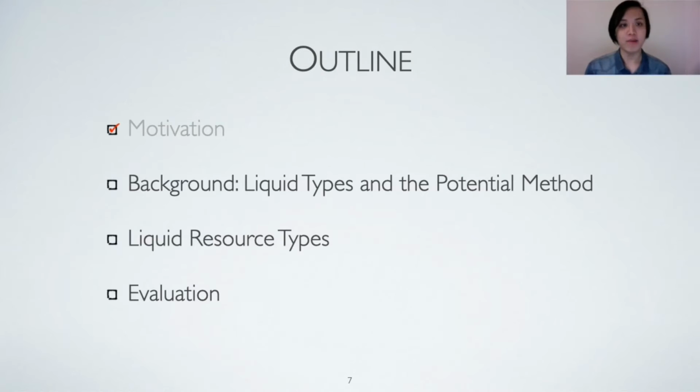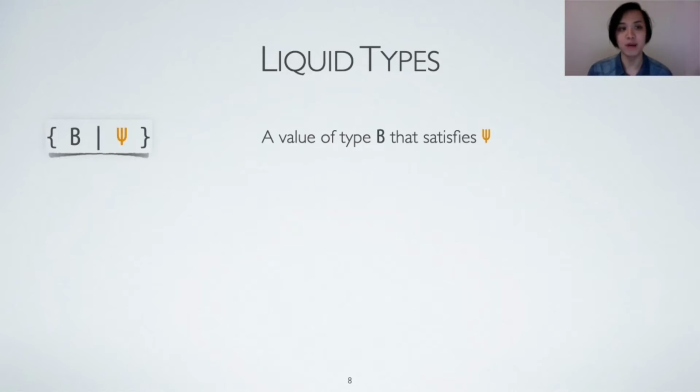Now I have talked about motivations for resource analysis and the main contribution of our work. Before diving into the technical details, I want to first introduce 2 important concepts that our system is built upon: liquid types and the potential method. Liquid types can be seen as a refinement type system, where types are annotated with logical predicates that can constrain the values. A refined type can be written as a subset.